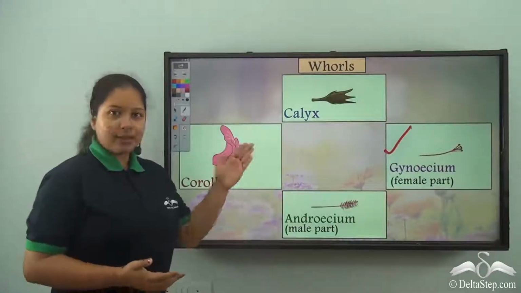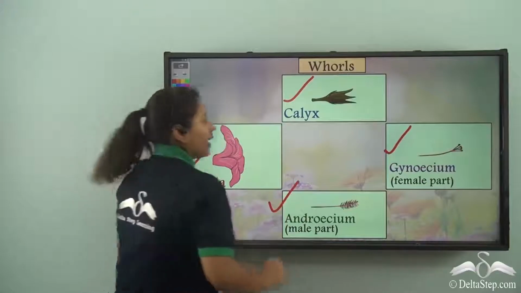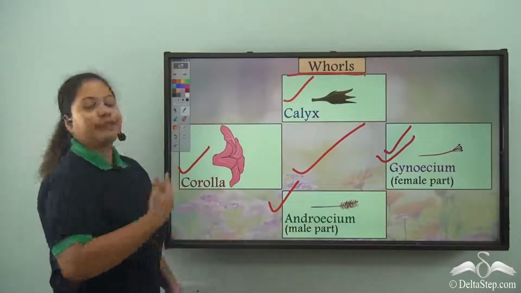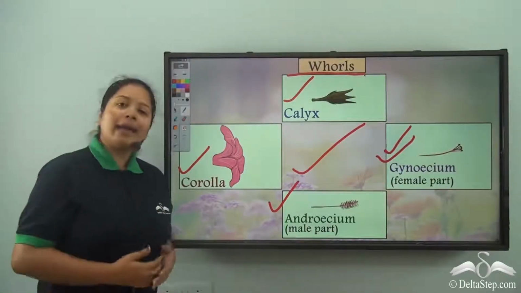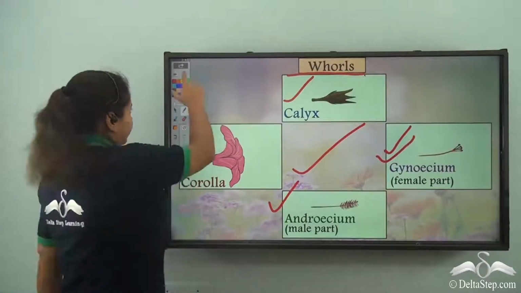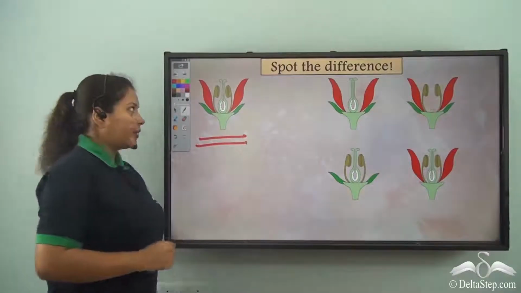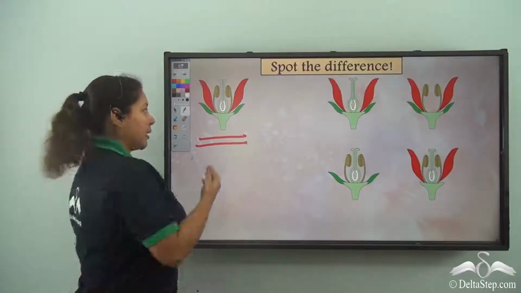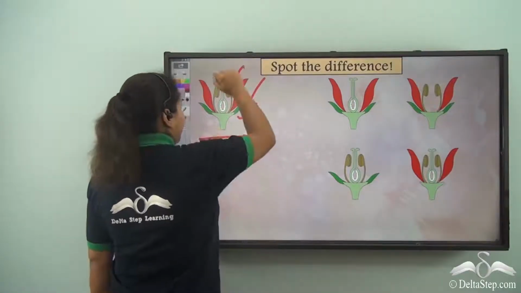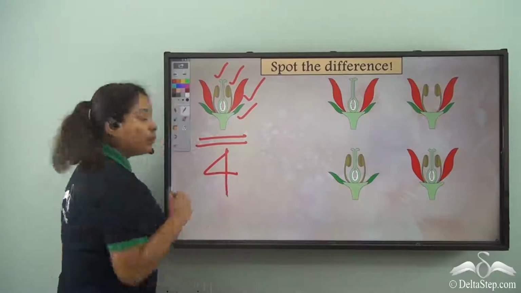So what are the different parts of a flower? Calyx, corolla, androecium and gynoecium. So all of these four parts of a flower, the calyx, corolla, androecium and gynoecium, are known as whorls of the flower. Now look over here. This is a flower. How many parts does it have? It has got calyx, corolla, androecium and gynoecium. So this flower has got all the four whorls.